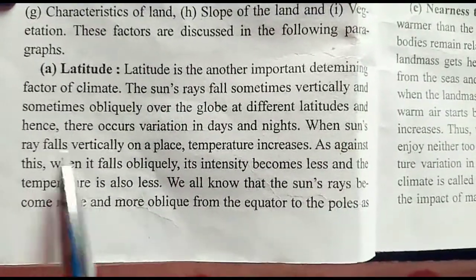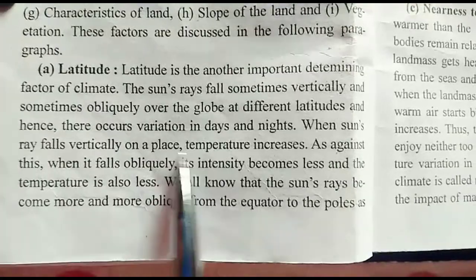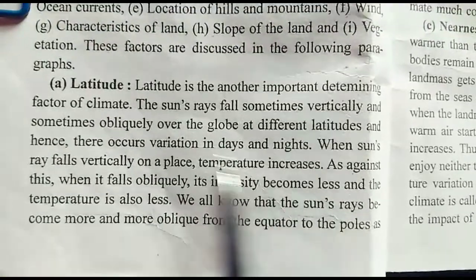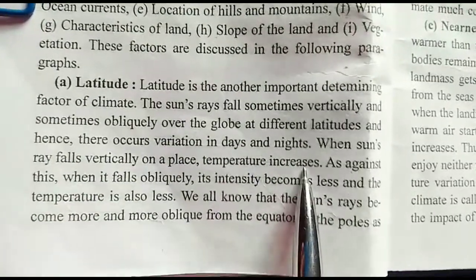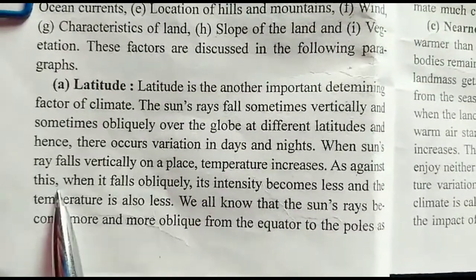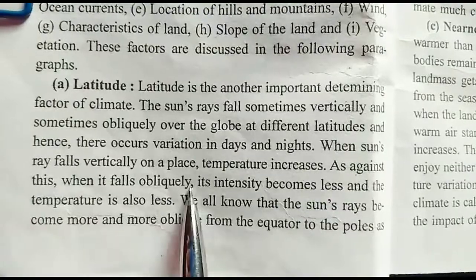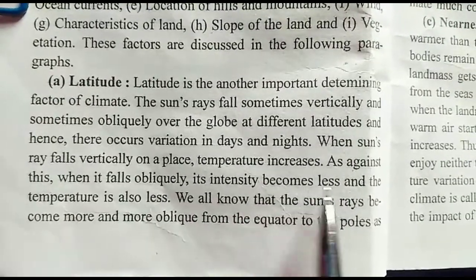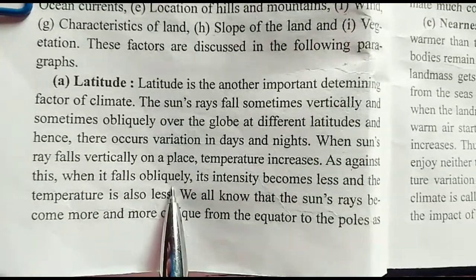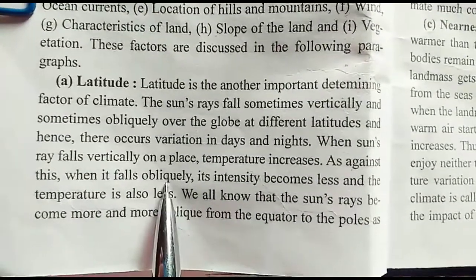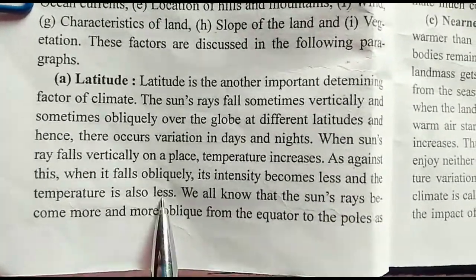When the sun's rays fall vertically on a place, temperature increases. Means when the sun's rays fall vertically or directly, the temperature increases. As against this, when it falls obliquely, its intensity becomes less and the temperature is also less. And when it falls obliquely, meaning not directly, the temperature is less.